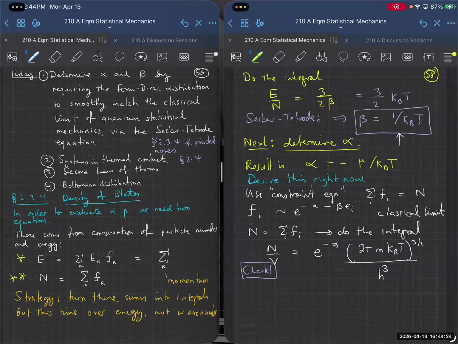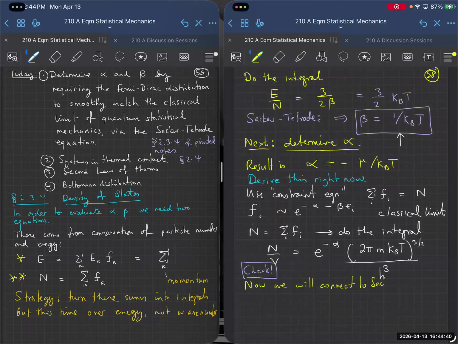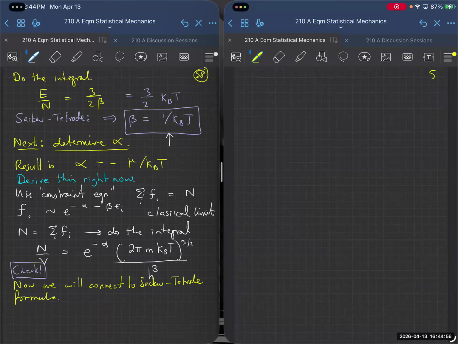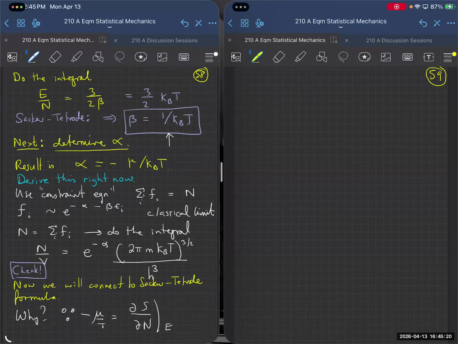Okay, so now I'm going to show you that this is equivalent. So now we will connect this to the Sackur-Tetrode formula. Now, how will I do that? Well, let's remind ourselves that the only thing we know about the chemical potential is that we get it from the entropy. So why do we want to do that? Yeah, good question. And the answer is because we know that minus mu over T is equal to dS by dN at fixed E. So we know that from thermodynamics.